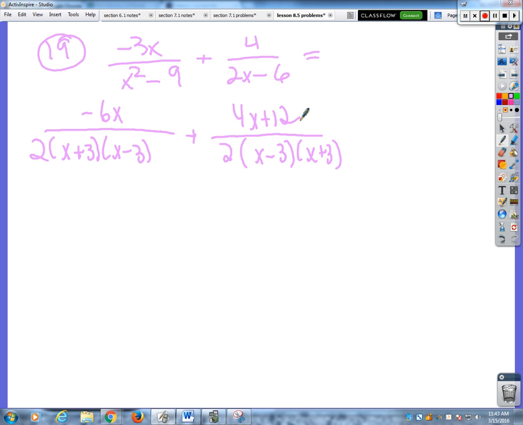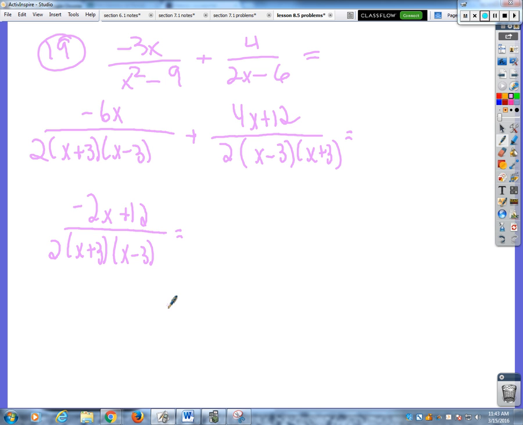So, got a common denominator. Got my numerators all figured out. What do I do now? Add the x's. So how many x's? Okay, it's going to be negative 2x. How many plain old numbers do I have? Plus 12. And that is over 2 times x plus 3 times x minus 3.